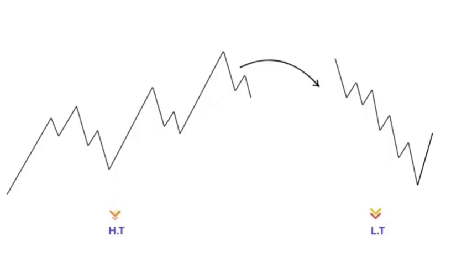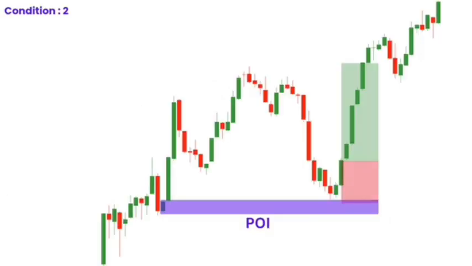Rule number 2, never take a trade without an important point of interest, POI or area of interest, AOI. You should never enter trades at random price levels. Every high probability setup must form at a significant technical area. An important POI can be a strong order block, a valid fair value gap, FVG, a key supply or demand zone. Only execute your trade when the liquidity sweep occurs at one of these high-probability locations. This helps you avoid low-quality setups and significantly improves your trading accuracy.